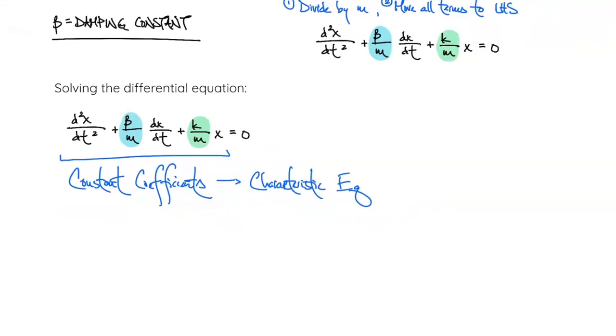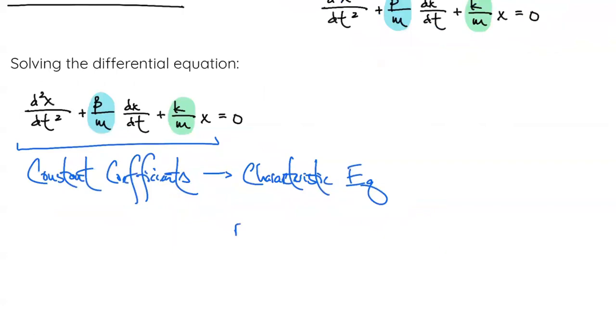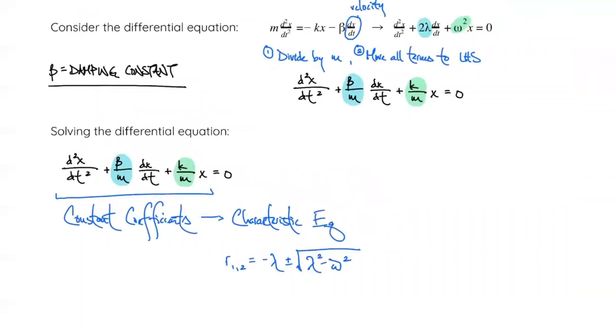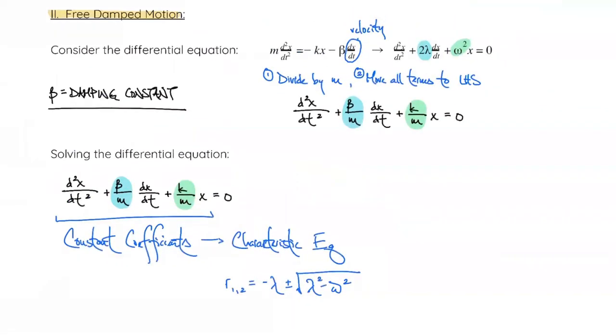But one of the reasons we have it as a 2 lambda, and I won't go through the entire derivation, is that the roots, root 1 and root 2, if I put my beta over m and k over m into the quadratic formula, will be negative lambda plus or minus the square root of lambda squared minus omega squared. If you remember, the quadratic formula has a divided by 2a on the bottom. The 2 in the 2 lambda helps get rid of a fraction when you find your roots. So it is genuinely about convenience. That's why we call it 2 lambda.